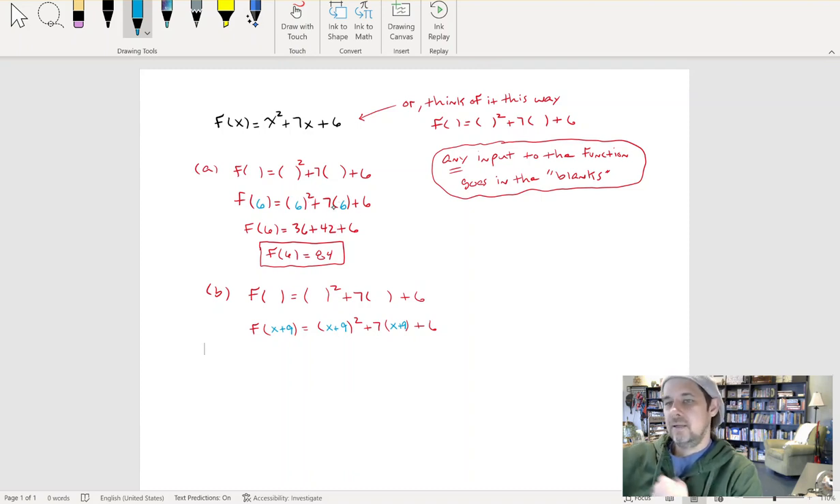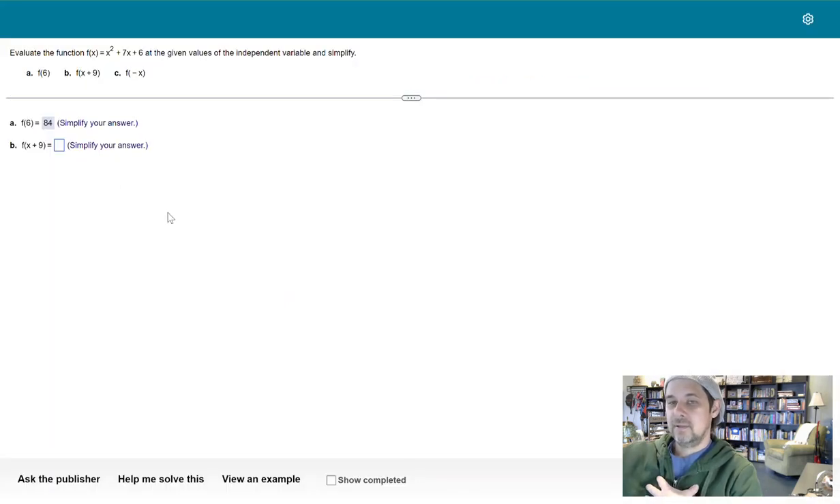Okay. And then I do a little math from there. 6 squared is 36. 7 times 6 is 42. And then it amounts to adding 36 plus 42 plus 6, and I get 84. So the result is if I plug 6 in, I get 84 back out. That's just what happens. So that's why we say f of 6 is equal to 84.